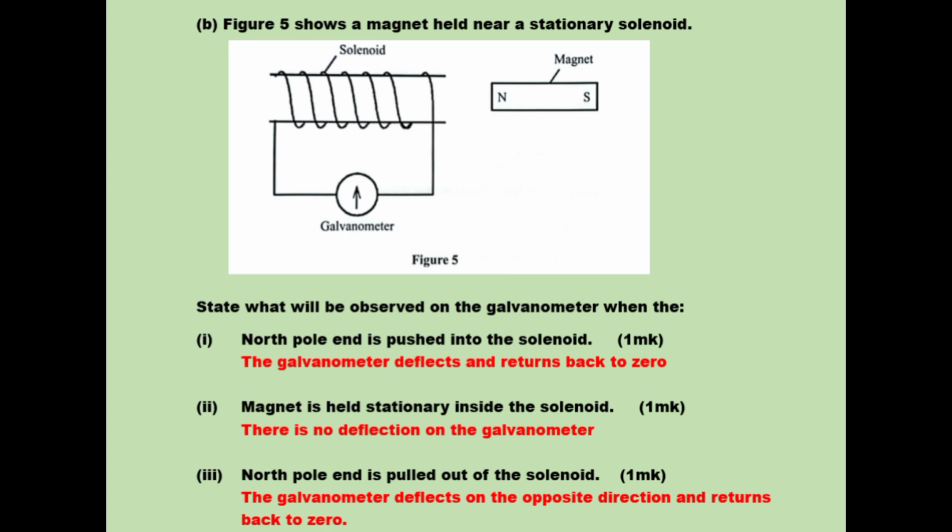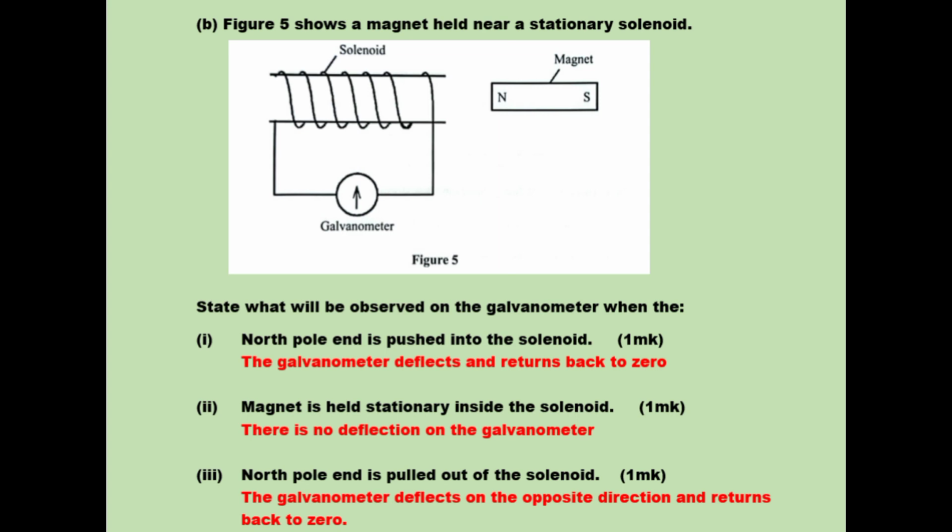Roman 2. The magnet is held stationary inside the solenoid. If it is held stationary, there will be no deflection of the galvanometer, meaning no current flowing. Remember, for current to be induced, there must be a change in magnetic flux linkage. That means if the magnet or the coil is not moving, definitely there will be no induced current, and so there will be no deflection.